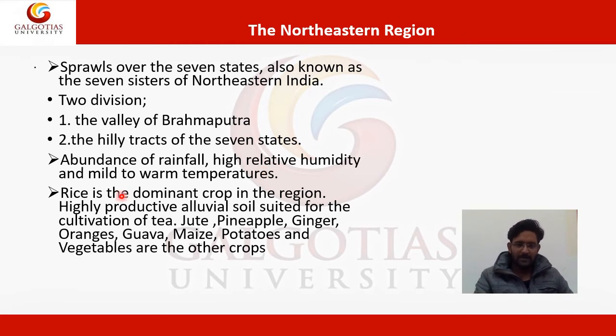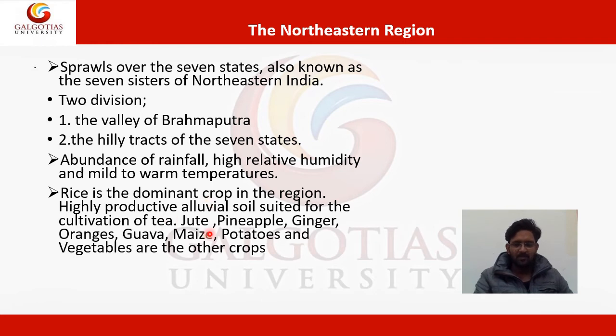Now, abundance of rainfall. As you know, Cherrapunji is the place where the highest rain has been recorded. Okay, so rainfall is recorded in Cherrapunji. There is continuous rainfall mostly in the northeast states. So abundance of rainfall, high relative humidity, and mild to warm temperature are some important characteristics of the climate zone of the northeast region.